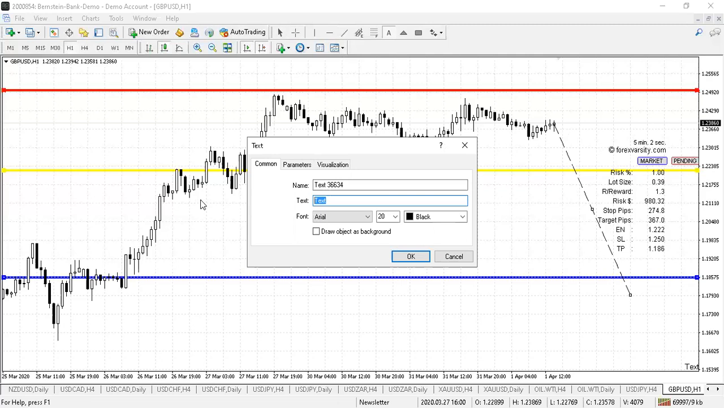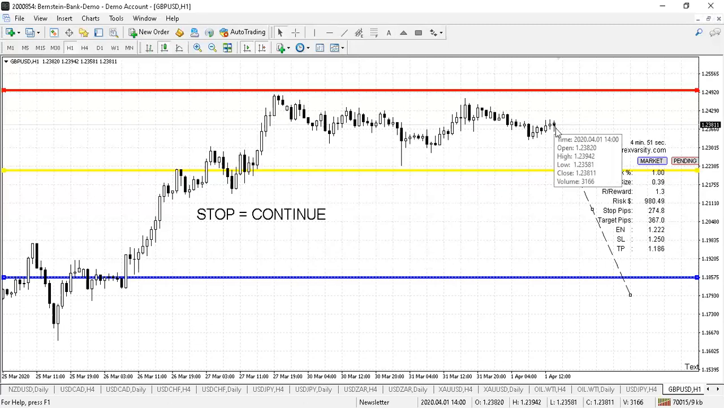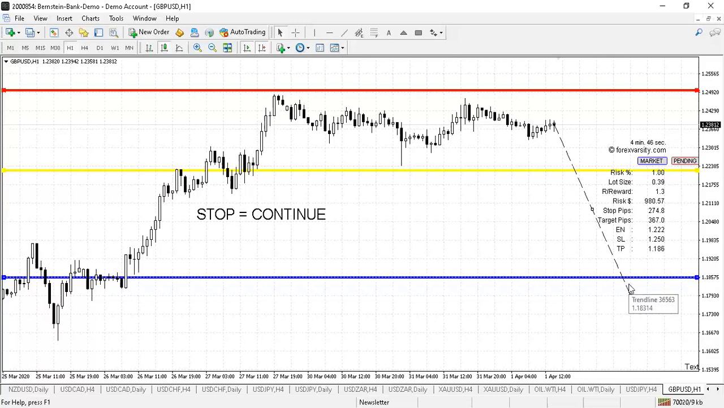I know it's very confusing and it doesn't really make logical sense, but think of the following: stop equals continue. Okay, so there's the candlestick. We wanted it to hit the yellow line and continue. So that would be called a sell stop.